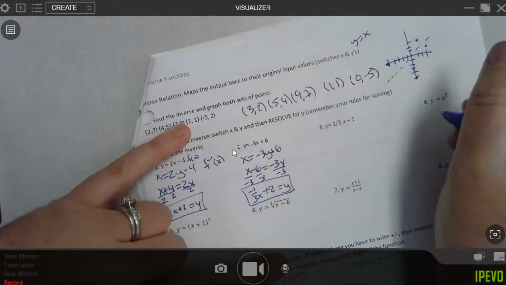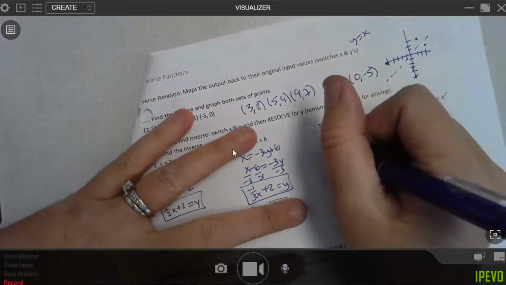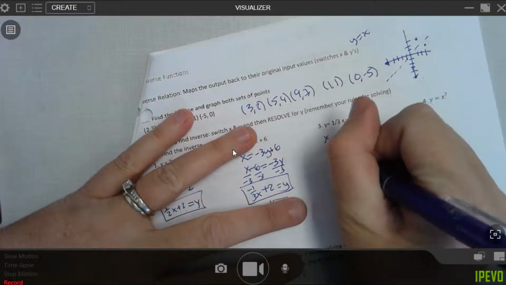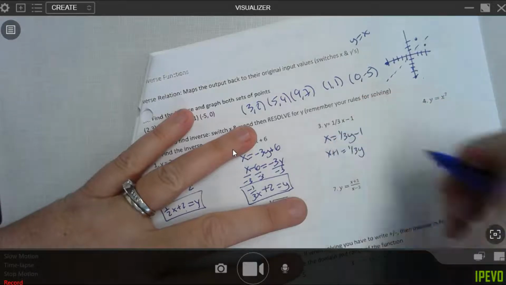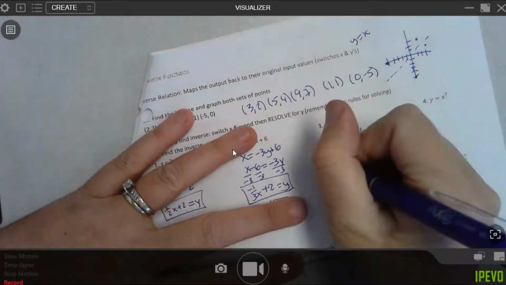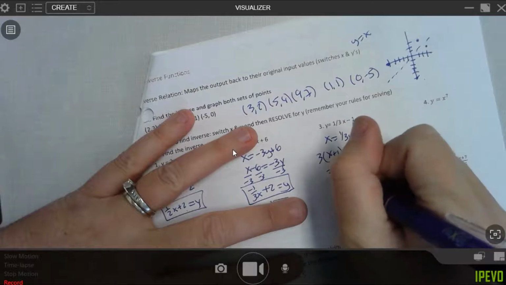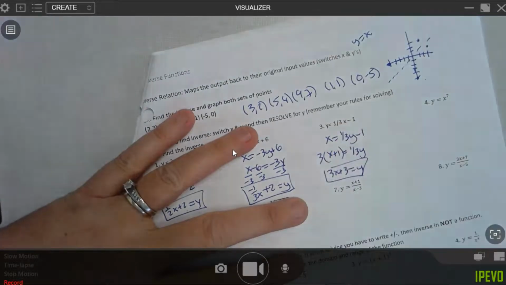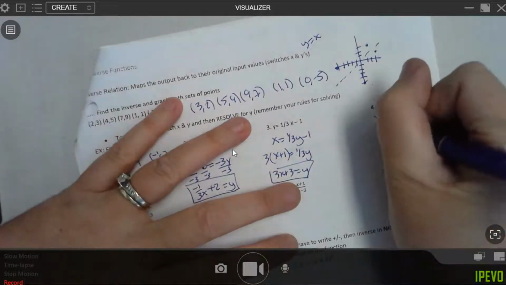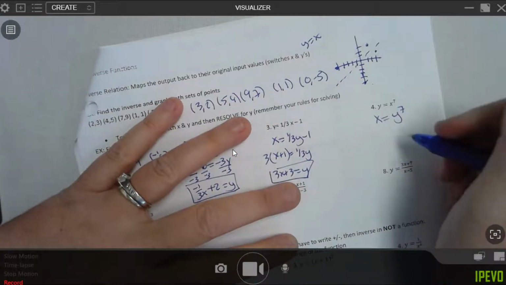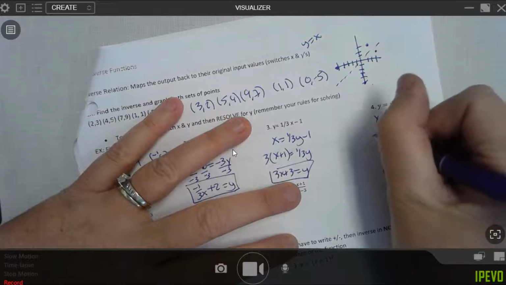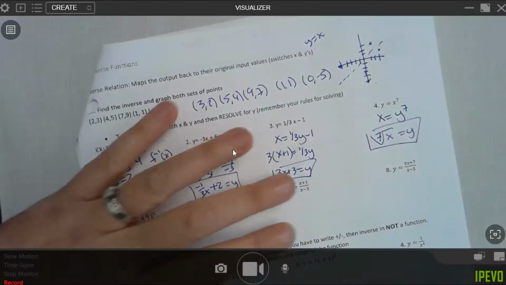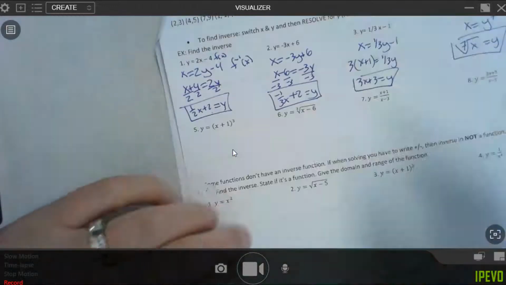So go ahead and try 3 and 4 on your own. Instead of dividing by 1/3, I'm going to multiply by 3 over here. So instead of dividing by a fraction, you multiply it by its reciprocal. So to get rid of a power of 7, you should 7th root both sides. So that's the inverse. All right, some of these get a little bit trickier.